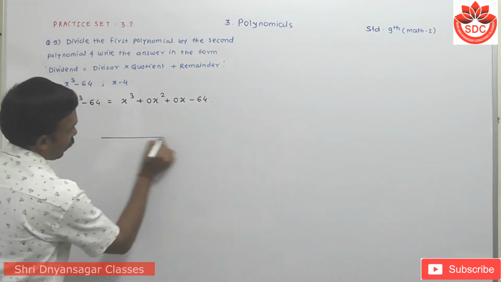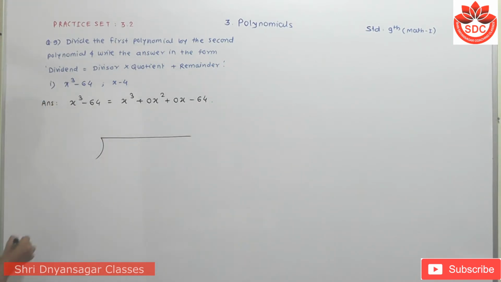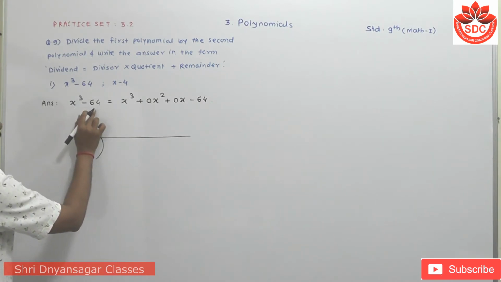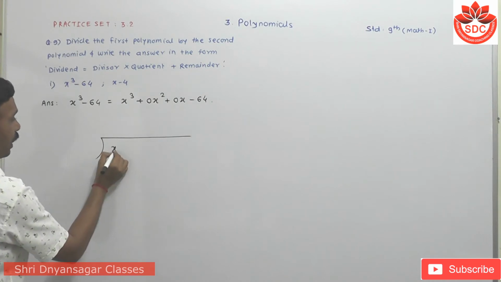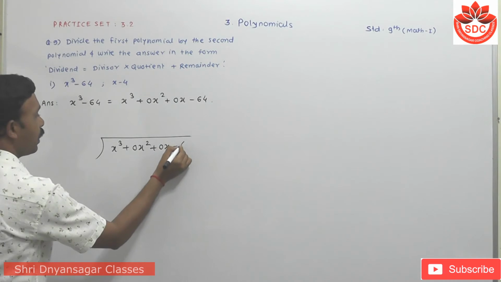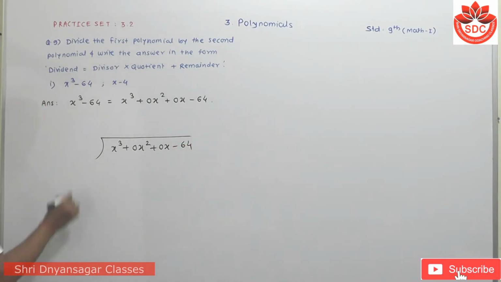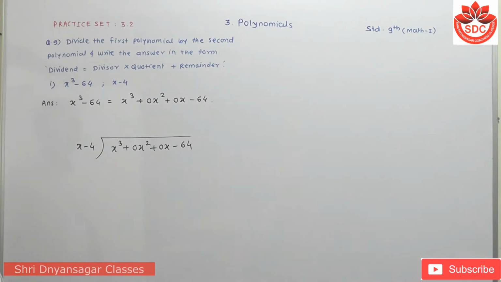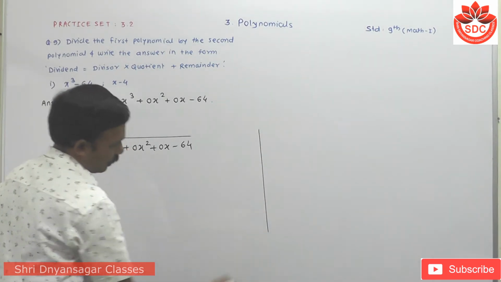So you will take the sign of the division here. The dividend is x cube minus 64, which we write in index form, that is, x cube plus 0x square plus 0x minus 64. And the divisor is x minus 4. So we take x minus 4 here. Student, I will take rough calculation also.